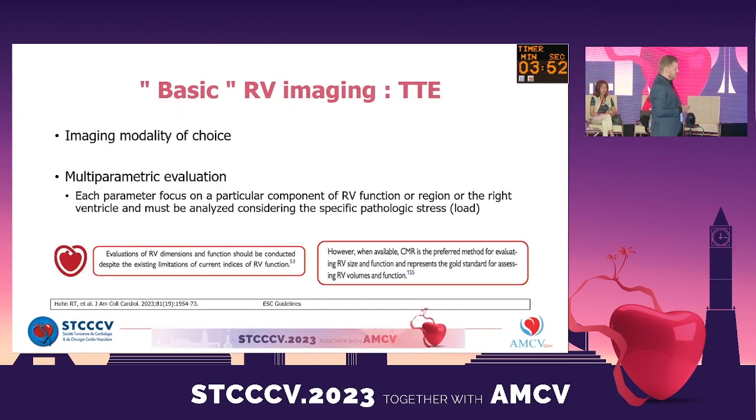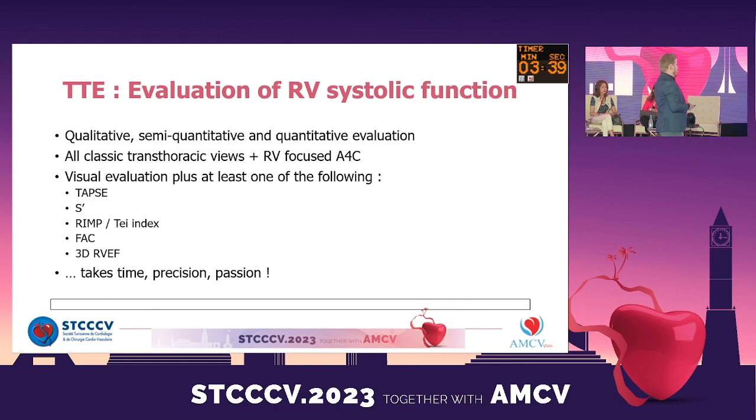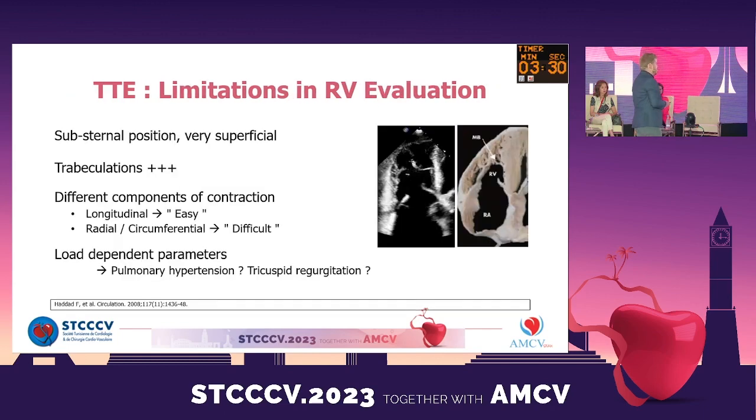So how to evaluate? As I said, it's a multiparametric evaluation. Even if the ESC guidelines recommend CMR as the preferred method, we should always start with the TTE. And we can do a lot of parameters. It takes time, precision, and passion. The limitation to know is that the substernal position is very superficial, so it has a bad resolution. There's a lot of trabeculation.